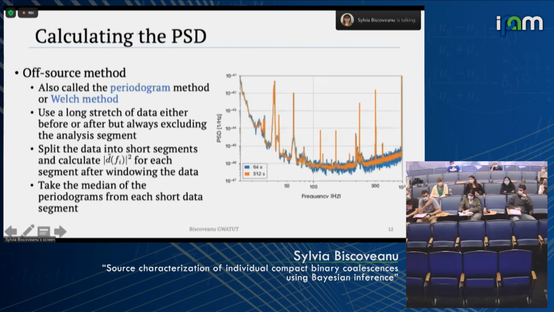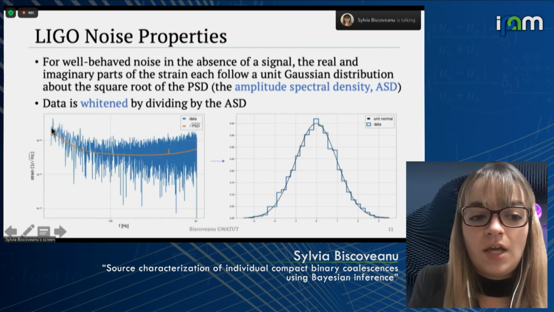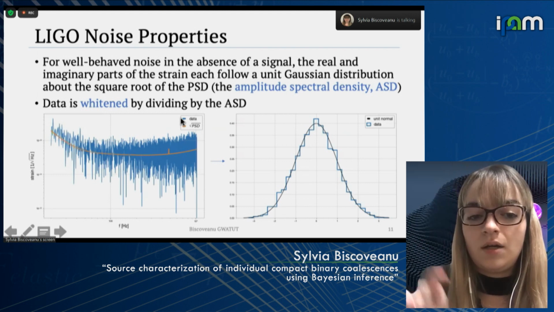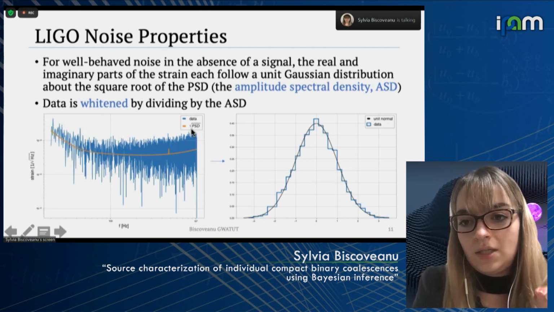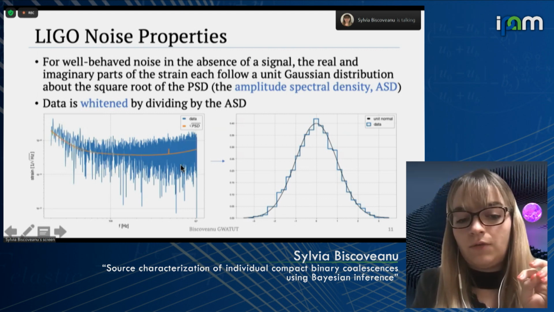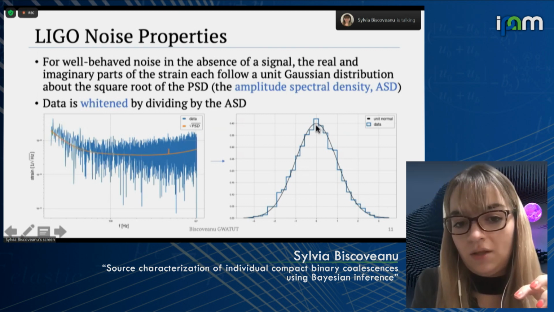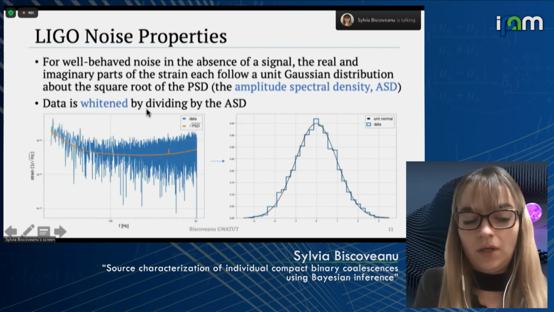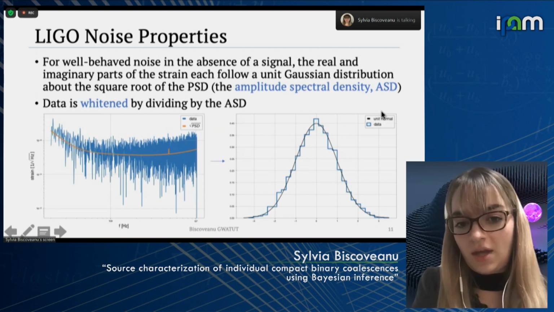Can you explain what the right graph is again? Yeah, so here, for each of the frequencies on the left graph, I've taken the value of the data in blue in that bin, divided it by the value of the ASD in that bin, and then I have what's called the whitened data for each of the frequencies, and then I just histogram those values. That's what's shown in the blue data here. This is just to show that the whitened data, what you get by dividing the blue by the orange, is Gaussian.